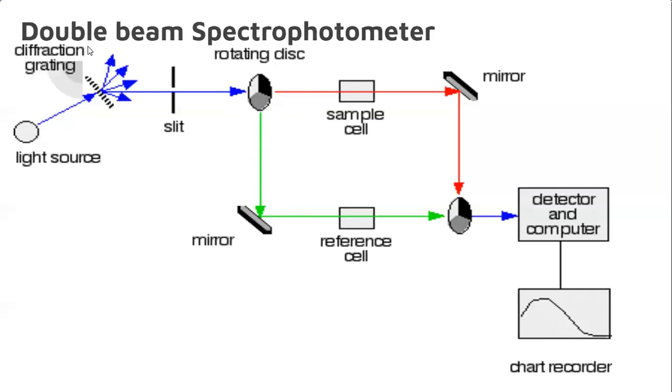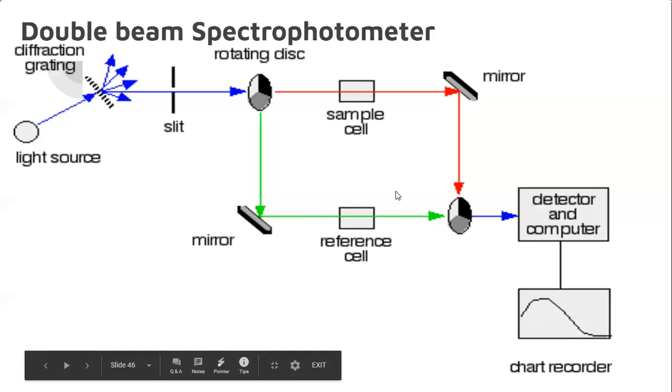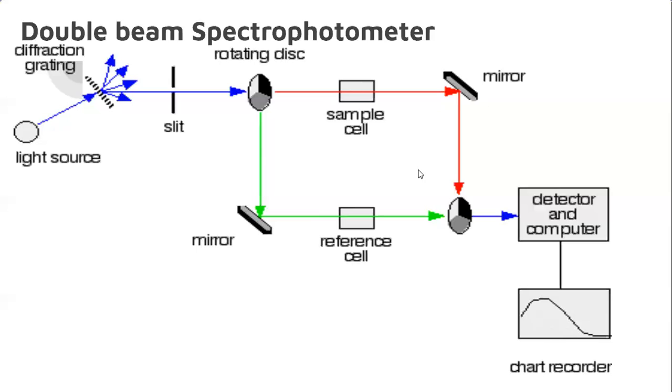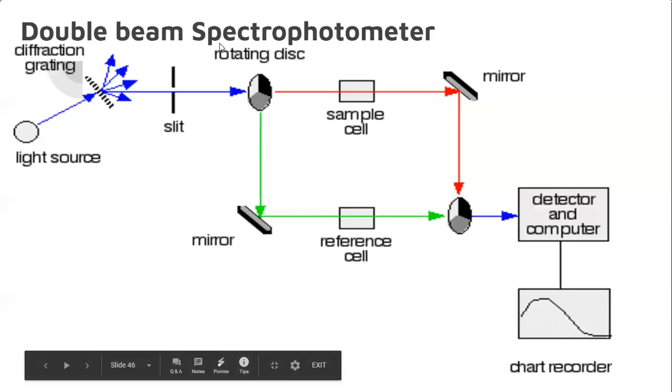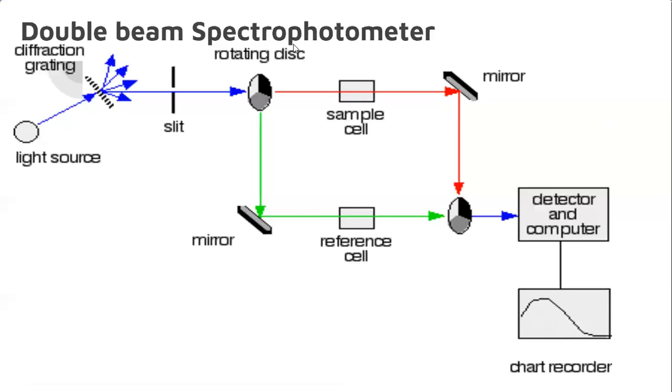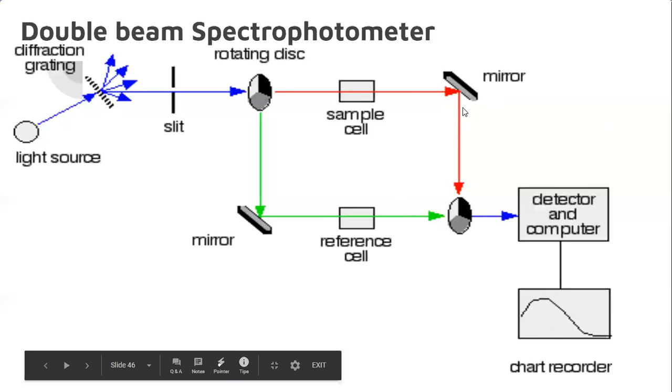Up to this point is known as the spectrometer, and from here it is the photometer. That's why this is known as a spectrophotometer. A spectrophotometer is nothing but the combination of two instruments, the first one the spectrometer and the second one the photometer. So up to this is the spectrometer and after this the photometer.